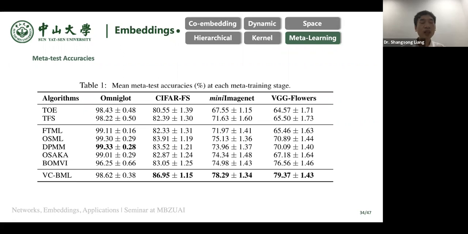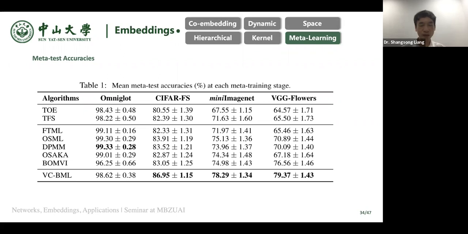Given a number of tasks, each task is associated with a network. And then we try to learn the shared information from all the tasks, all the nodes. After the meta learning, we get the shared information. We transfer the shared information into the testing node classification task. And then we get the performance.